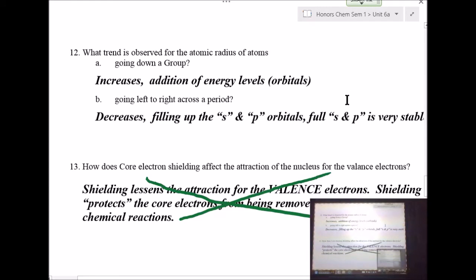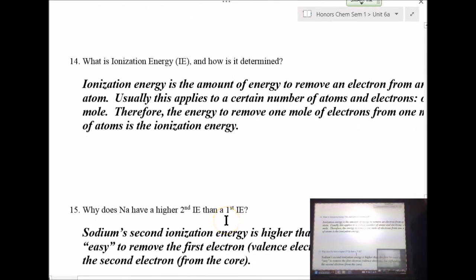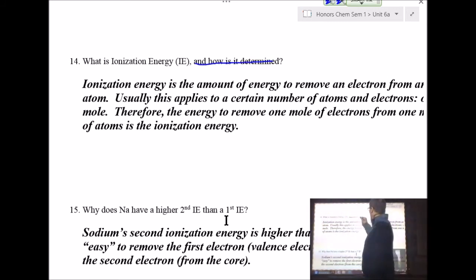Number 13, we're not talking about shielding. Number 14, another ionization question. So number 14, what is ionization energy? I think I removed that part out. Is that true? Okay, sorry.